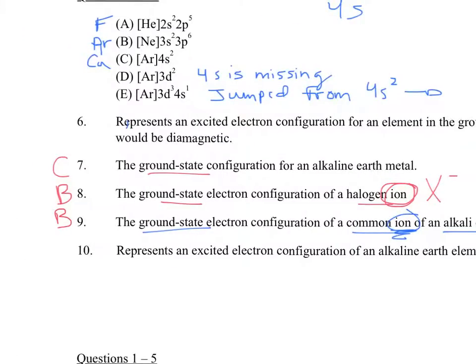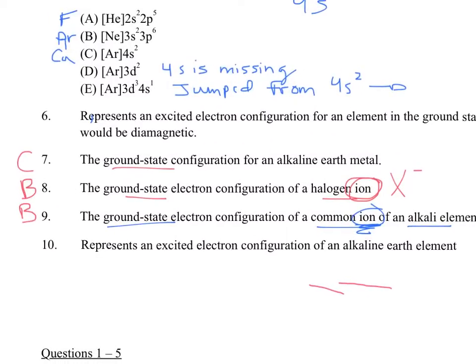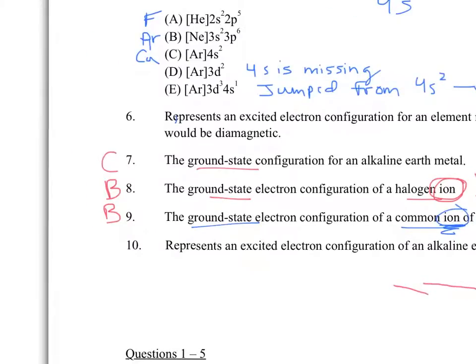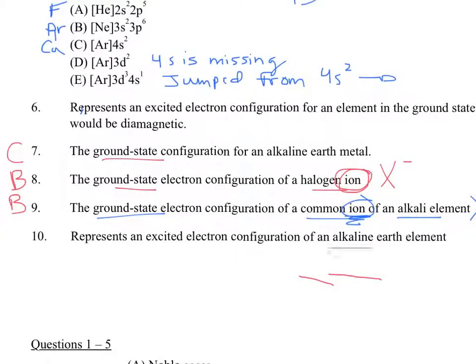And then 10 represents an excited electron configuration of an alkaline earth metal. Now, so that means that is a group 2. This is a group 2 that has been really excited, right? But now, let's look back up here. 6 represents an excited electron configuration for an element in the ground state that would be diamagnetic.